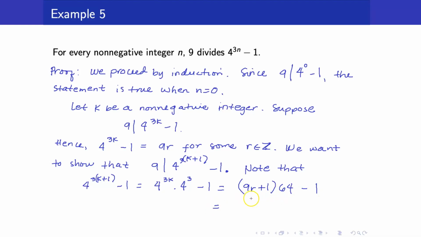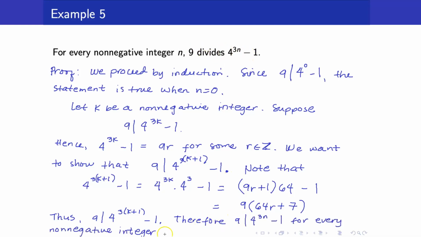This is now equal to 9 times 64r, and then I have 64 minus 1. That is 63, so 9 times 7. Therefore, 9 divides 4 raised to 3 quantity k plus 1 minus 1. And hence, this is true.